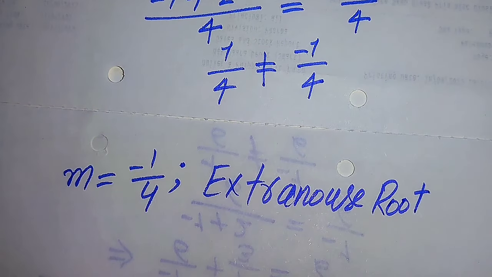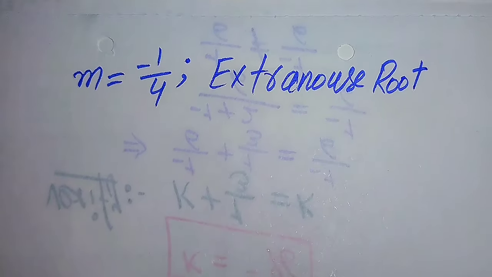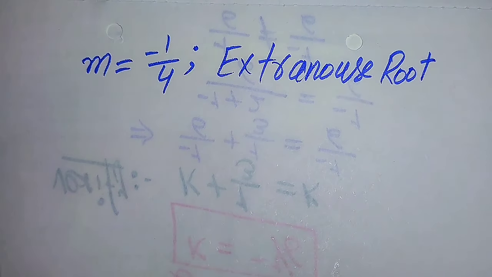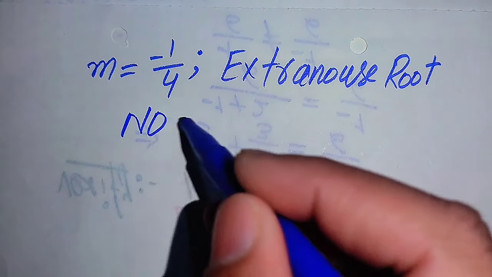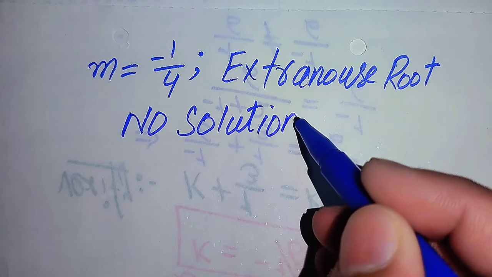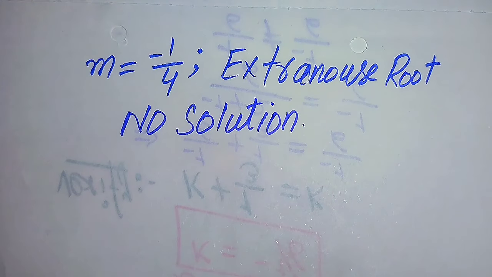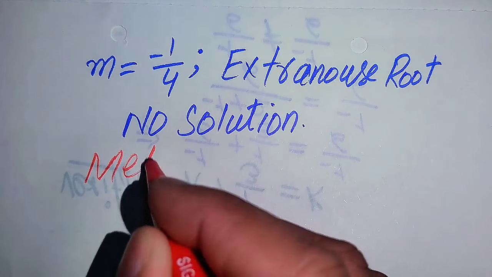So if this is the extraneous root, you see that we cannot get any value of m which satisfies our given question statement, so we say that this question has no solution in general because we cannot get any value of m. This is the final conclusion of this problem for the first method. And now we again solve this problem by the second method.